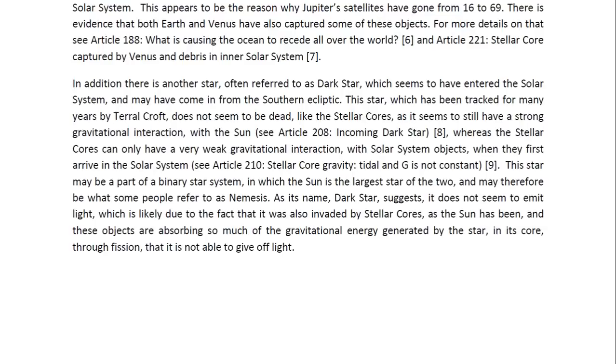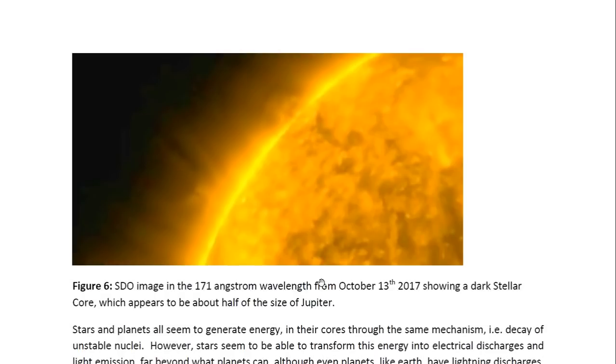There is evidence, which I've written about in many other articles, that the powers that be are hiding these newer, larger and larger objects in the solar system. Now, it does not emit light, which is likely due to the fact that it was also invaded by stellar cores, as the Sun has been, and these objects are absorbing so much of the gravitational energy generated by the star in its core, which it does through fission, that it is not able to give off light.